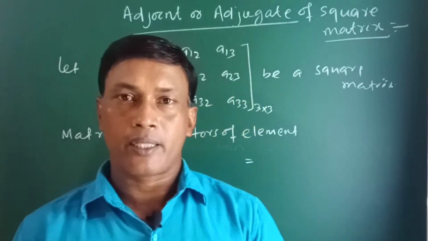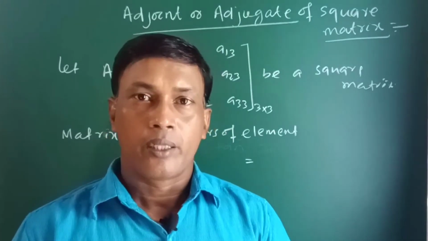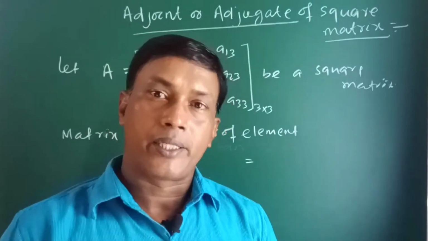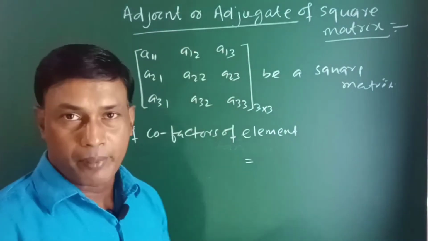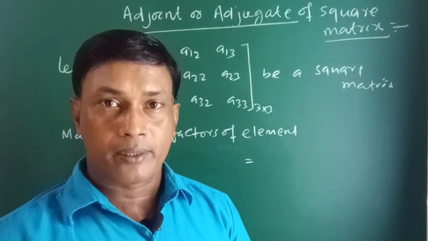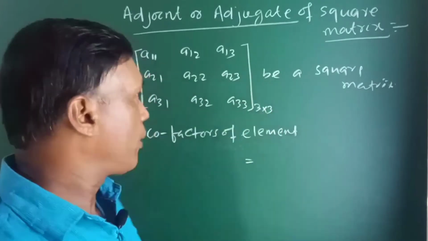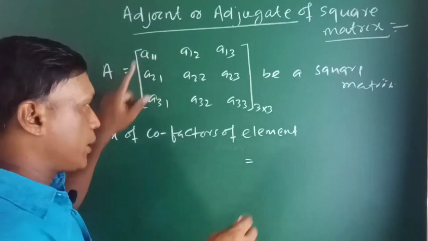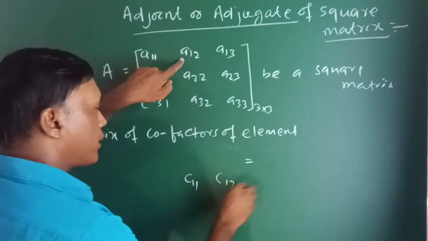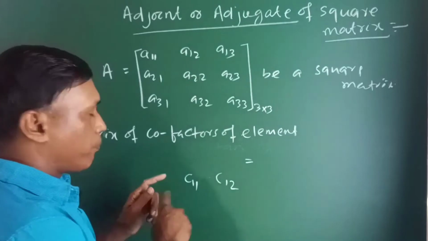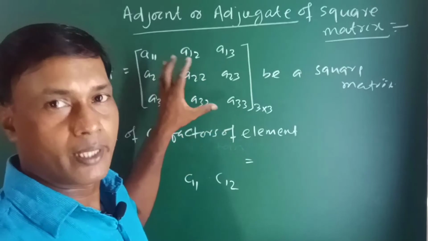एक स्क्वायर मैट्रिक्स का हर एलिमेंट का एक माइनर होता है and कोफैक्टर होता है, और कैसे हम इवैल्यूएट करेंगे we have already discussed in the previous class. Now as these 9 elements are the elements of a square matrix, we can find the minors and cofactors of all elements. The cofactor of A11, as you know, is C11, cofactor of A12 is C12. By the process we can find the cofactors of all elements.